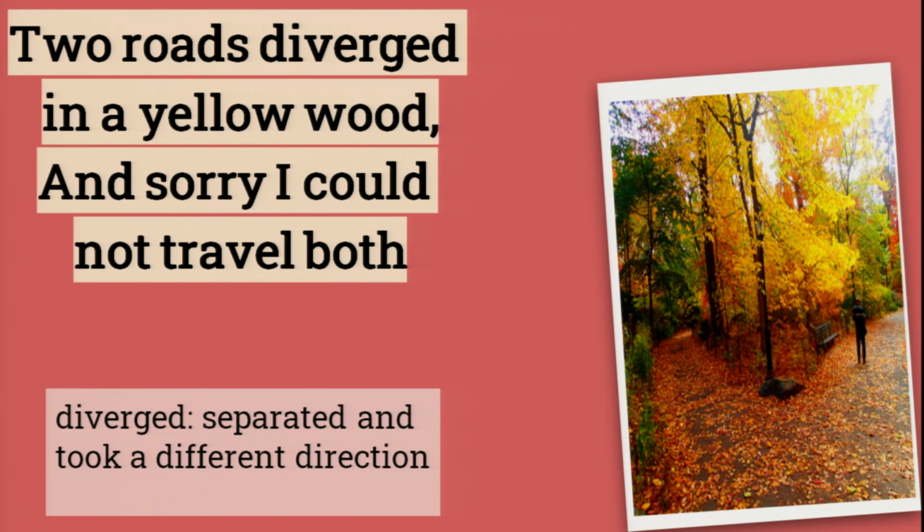Okay? So I hope this stanza is clear. I mean, these lines are clear to you. Two roads diverged in a yellow wood, and sorry I could not travel both. So he is also feeling sorry that he wanted to travel on both paths, but of course he cannot travel on both paths at the same time. Okay. Now let's see the next line.